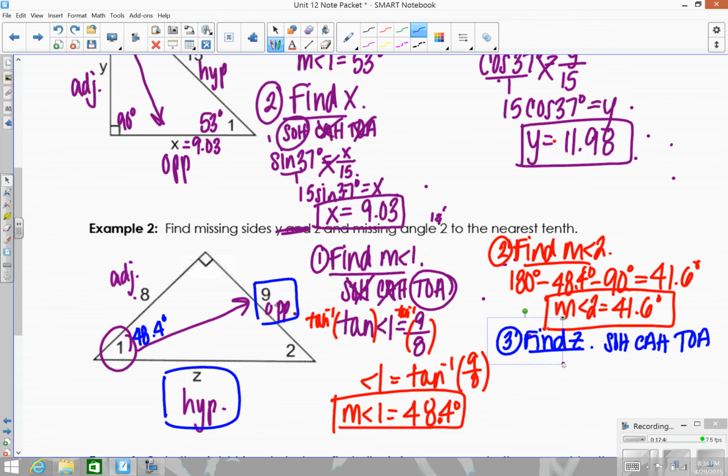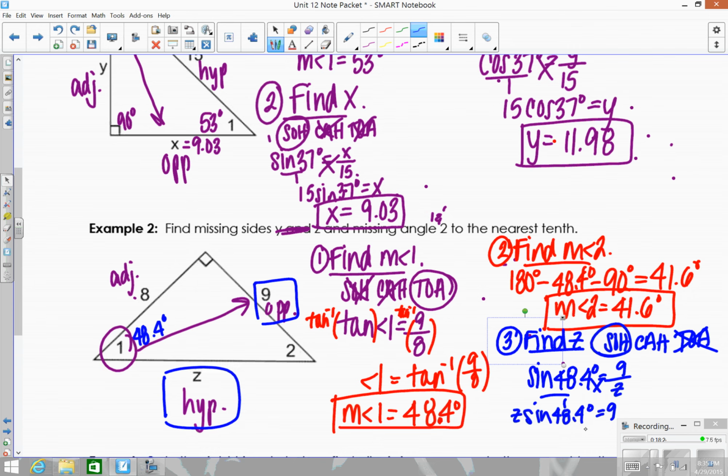I chose to use opposite, so that means I'm going to be using sine. I know that I can't use tan. I could have used cosine if I wanted, because I do have the hypotenuse and I do have the adjacent, but I decided that I'm going to go with sine. So I set this up. Sine of the angle, 48.4, equals opposite, which is 9, over the hypotenuse, which is z. So then we're going to cross multiply. So put that over 1 and cross multiply. So z times sine of 48.4 degrees equals 9.